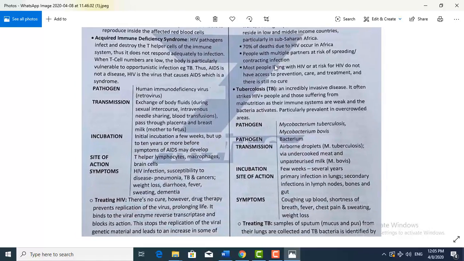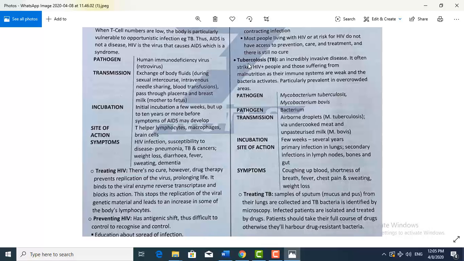Okay, now we go through tuberculosis. Tuberculosis here is an incredibly invasive disease. We had it once before, around 20 to 30 years ago. It often strikes HIV positive people and those who are suffering from malnutrition, as their immune system is very, very weak. The pathogen here is mycobacteria.